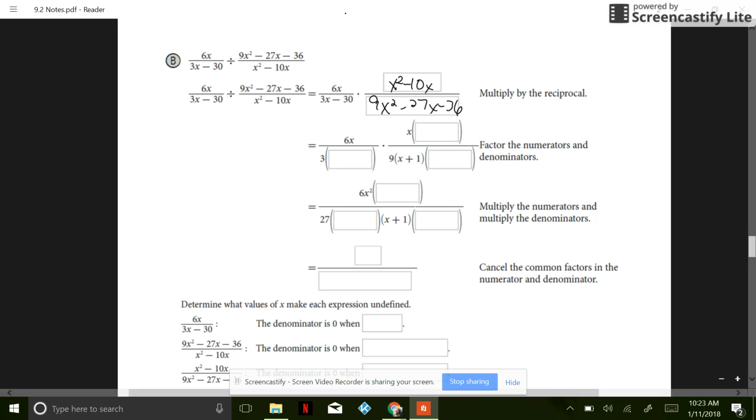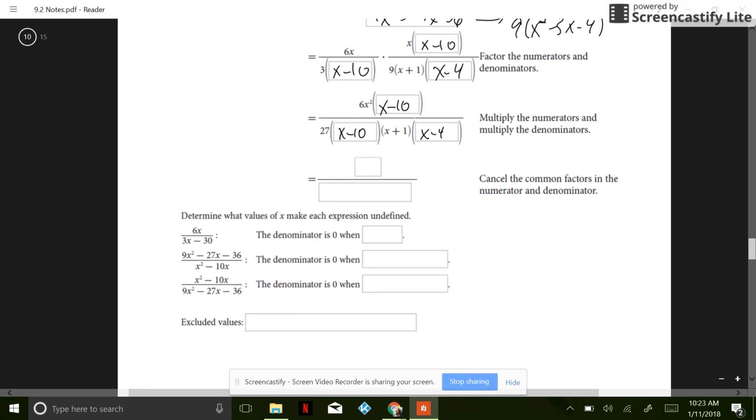So we'll end up with 6x over 3 times x minus 10. And then we'll have an x times x minus 10 in this numerator. The denominator, we can factor out a 9. We'll be left with x squared minus 3x minus 4. So that is the piece that's going to factor to become x plus 1, x minus 4. So now we can do that multiplication. So we'll get 6x squared times x minus 10. We'll get the 27, x minus 10, x plus 1, x minus 4.